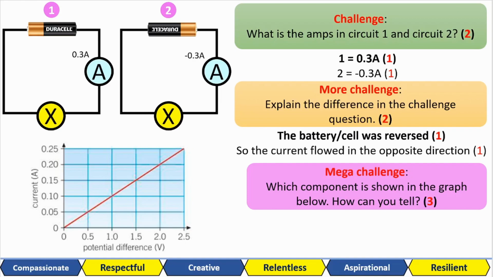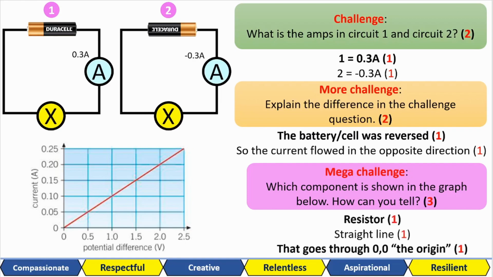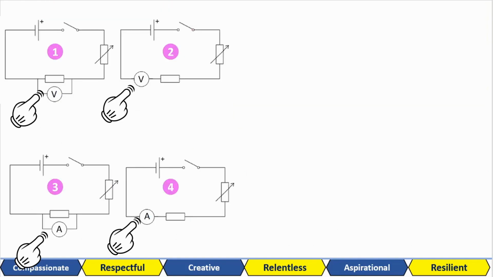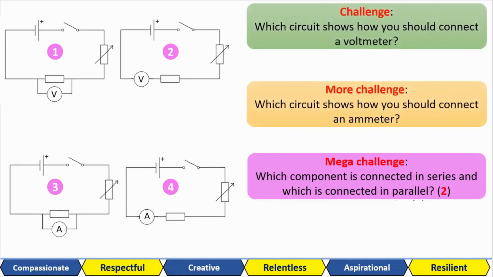From the last video, we looked at three graphs, and the one that is directly proportional, meaning that it's a straight line going through the origin, is a resistor. Check out the previous video if you need to see the other two graphs. In this activity, I have these four circuits. Now try and answer these challenge questions.